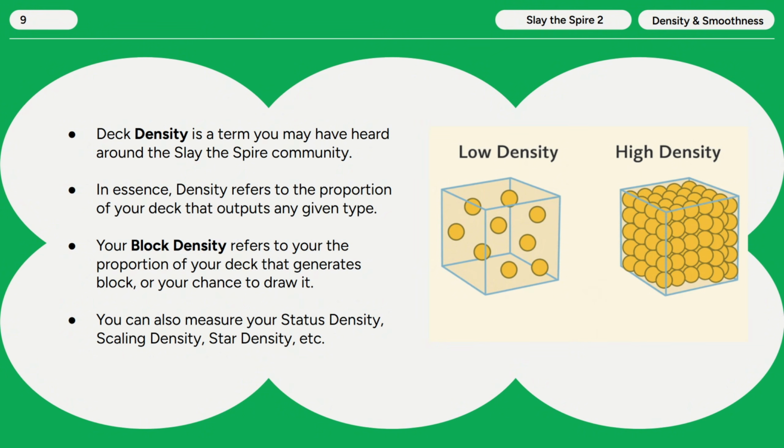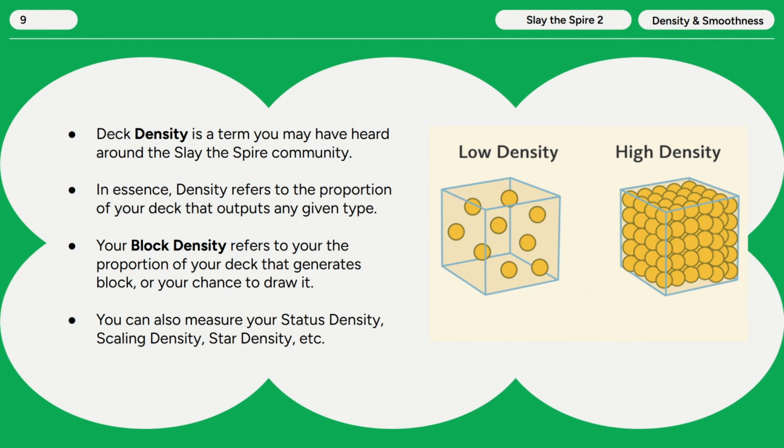Deck density is a term that you may have heard around the Slay the Spire community. In essence, it refers to the proportion of your deck that outputs any particular given type. So you'll have your block density, your attack density, your power density, your status density. Block density is the one you'll hear about the most, because block density is important at almost every turn in the game, or at least the majority of turns in the game.